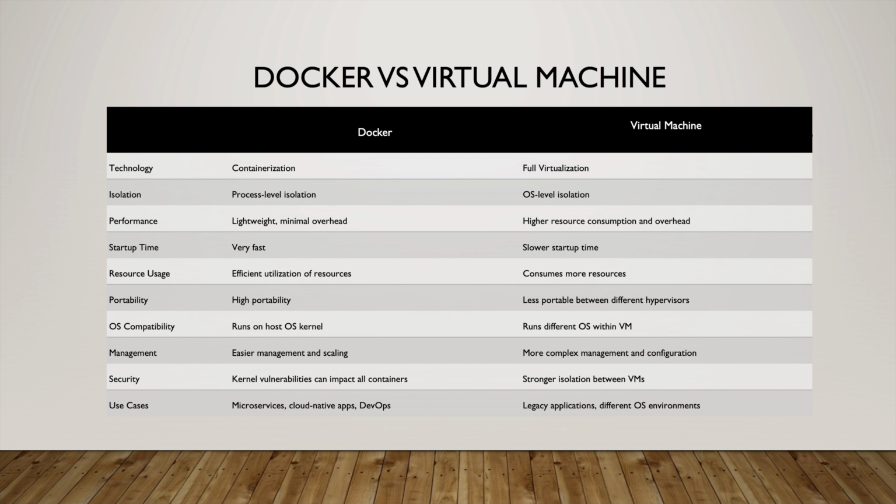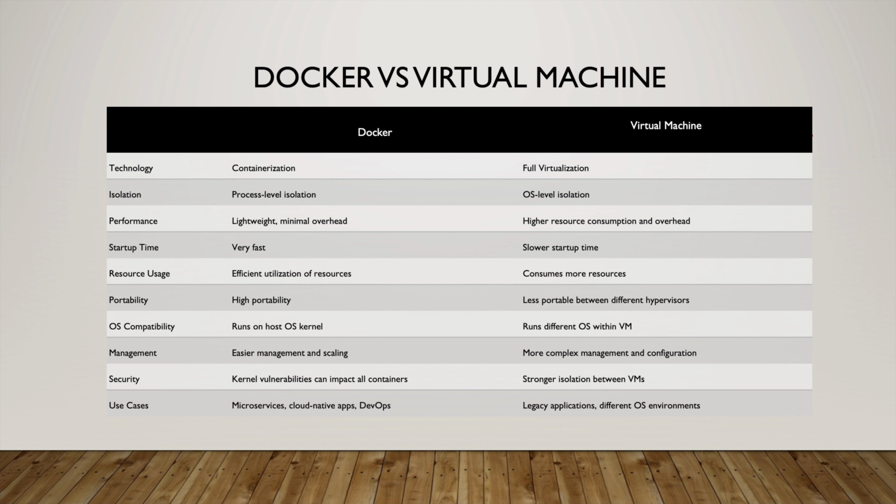Portability, again, with Docker hub you can create a Docker image anywhere, put it into Docker hub, and use the same image anywhere. So obviously you have too much portability in Docker, but very little portability with virtual machines, because a virtual machine runs on a hypervisor, so it's difficult to maintain portability. OS compatibility: Docker runs on the host kernel, and a virtual machine, as I said, runs on the host operating system itself.